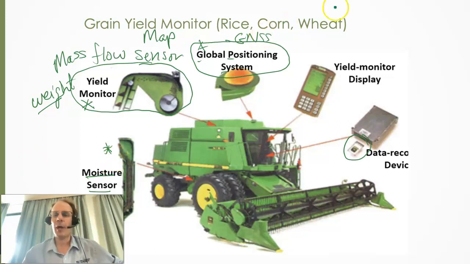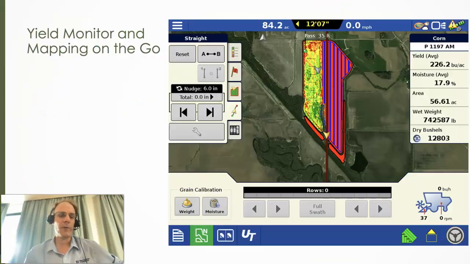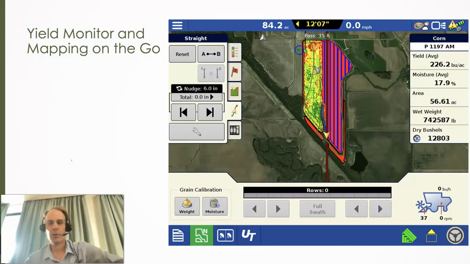Let's talk a little bit about the yield monitor, or display, I should say, the display. Here is a picture of a display showing the combine moving through the field. This area here is the area already harvested by the combine or harvester. It will continue to record that data as it moves through the field. It has what we call a field boundary going around the field. So it knows the total area of the field.